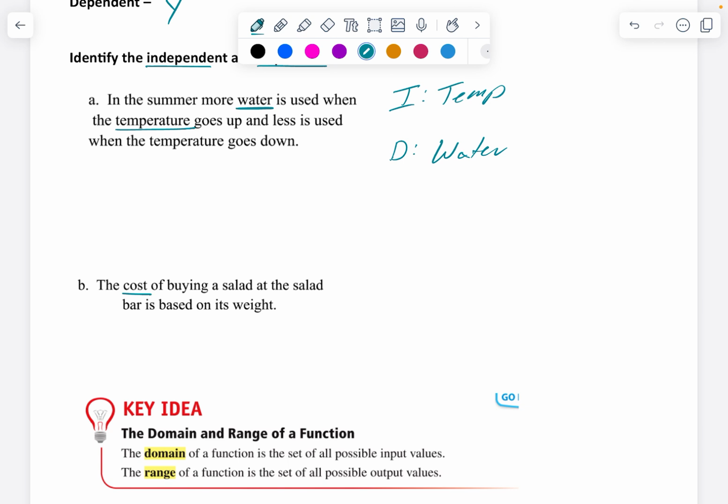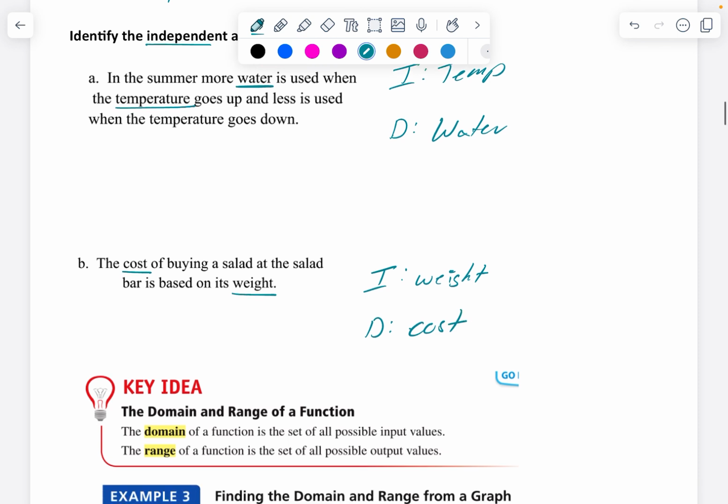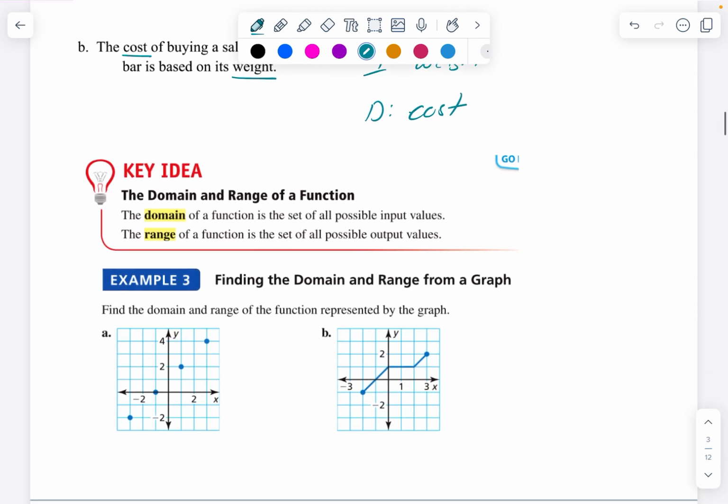The cost of buying a salad at the salad bar is based on its weight. So here the independent variable would be weight. And then the cost depends on the weight. The cost is based on the weight, which means it depends on it.